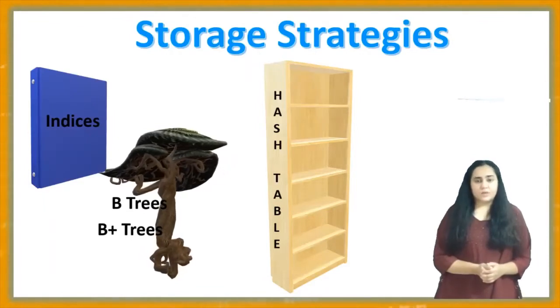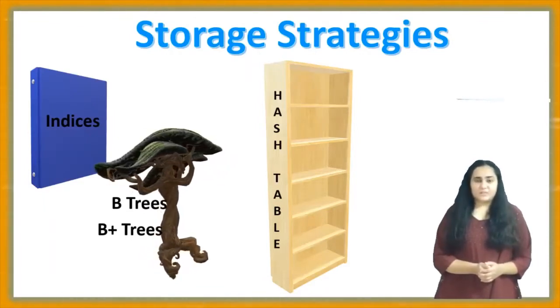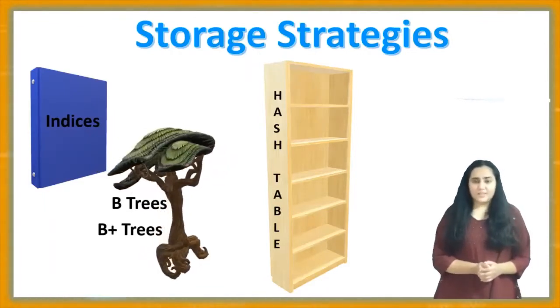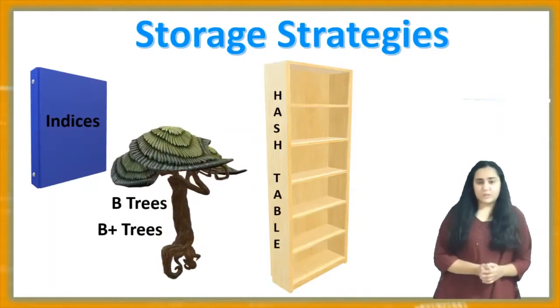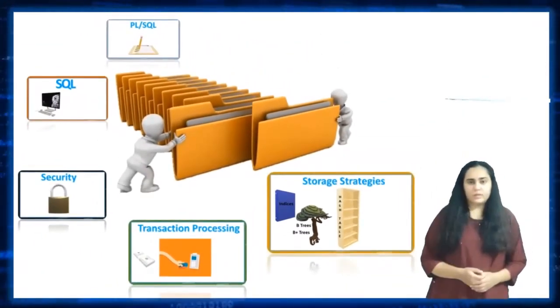Indices allow us to access database just the way you would access a textbook using the index when you want to move to a specific topic. B trees, B plus trees, and hash tables are variants of index which allow you to access data much faster than a normal index would. That's what storage strategies are all about.